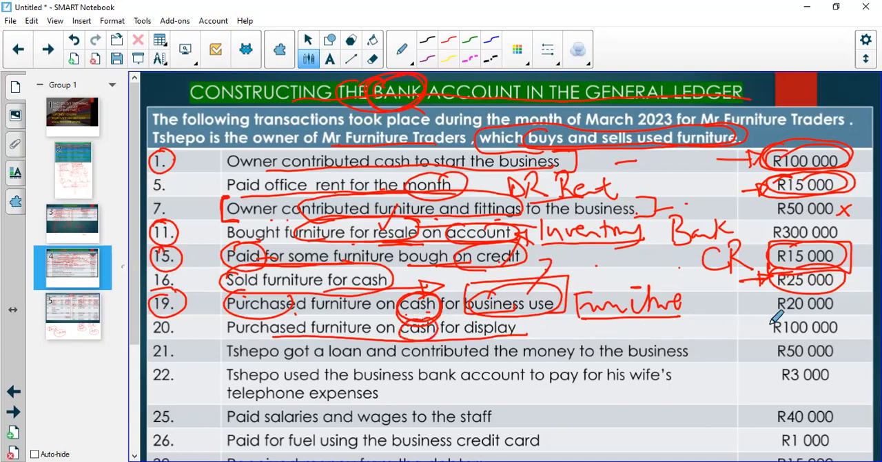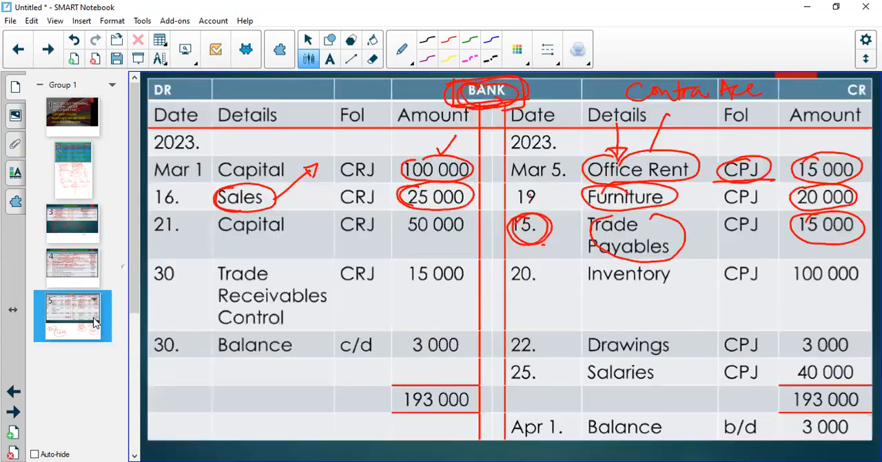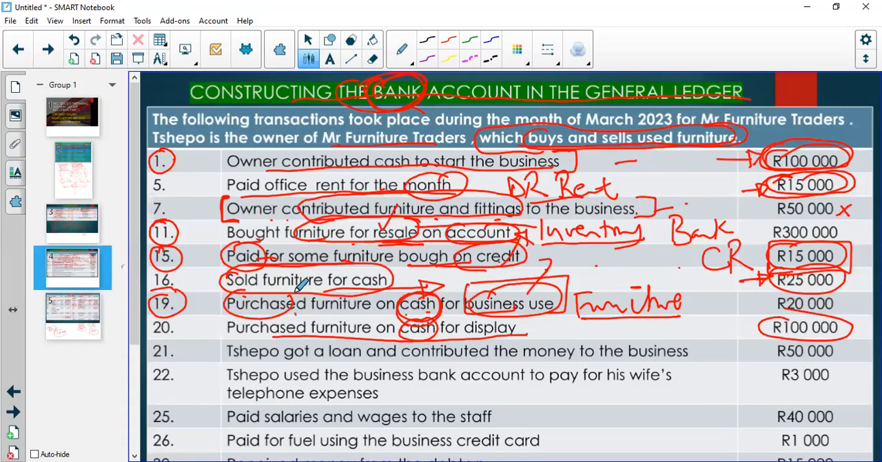Purchased furniture on cash on the 20th. That's 100,000. All right. So for displays, obviously, because we want to sell, right? So we want to display to people. So that's going to be part of our selling stuff. So that's going to be 100,000 that we're gonna record there.